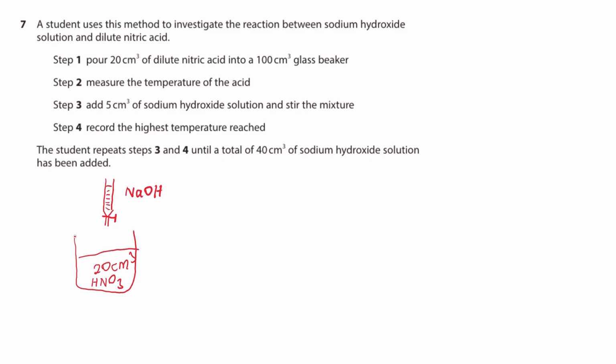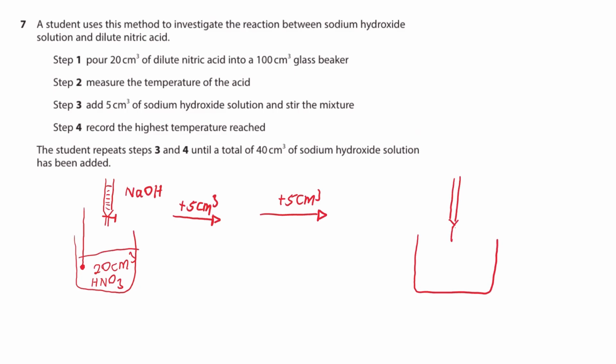The student repeats steps 3 and 4 until a total of 40 cubic centimeters of sodium hydroxide solution has been added. So what this student is going to do is measure the temperature of this solution by adding 5 cubic centimeters each time. He adds 5 cubic centimeters of sodium hydroxide, measures the temperature, and again adds 5 cubic centimeters, measures the temperature. He keeps on adding until he has added 40 cubic centimeters of sodium hydroxide.